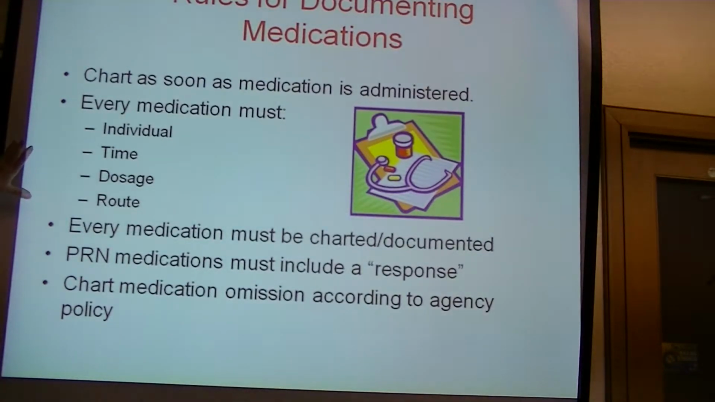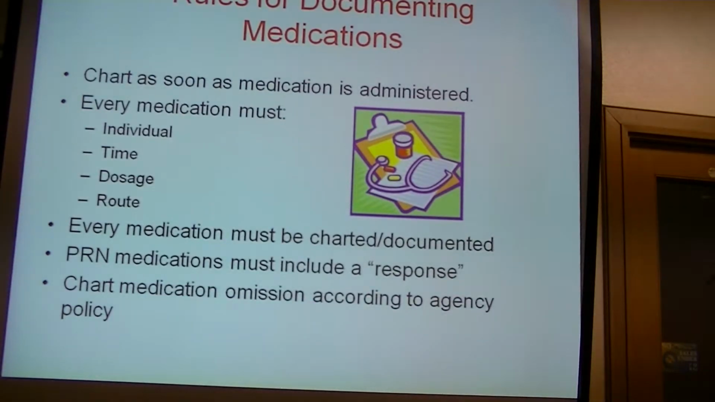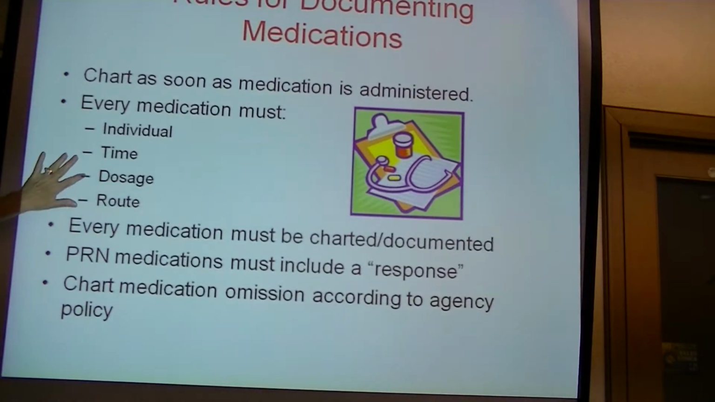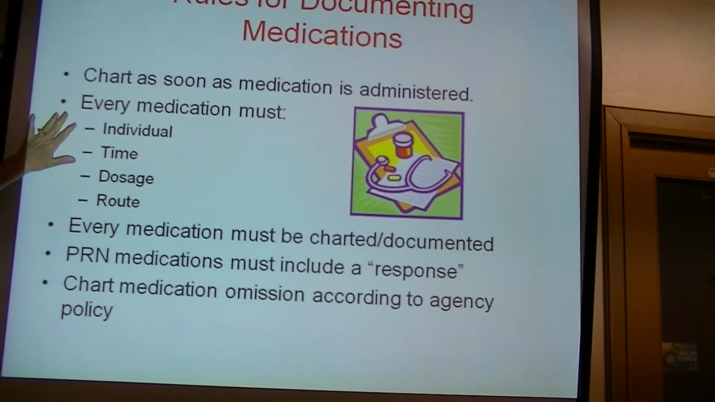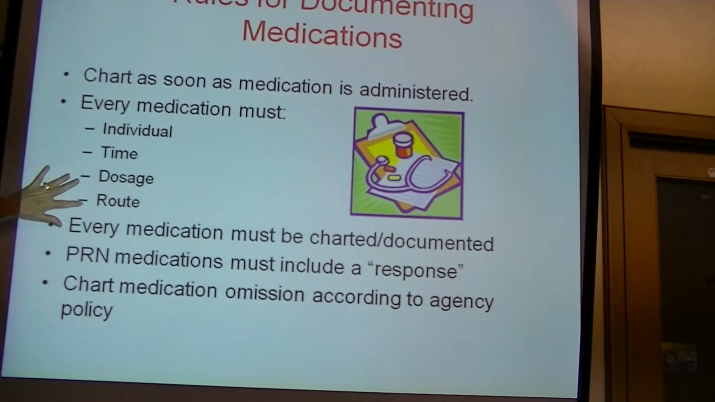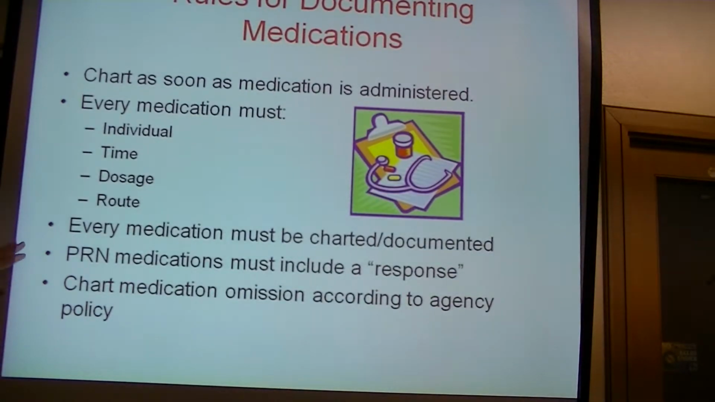Here are some more rules for documenting, and this is specifically for medications. And it is here on page 91. Chart as soon as the medication is administered. That's not any news to you, is it? This is your 1, 2, 3, 4, 5 of the 6 rights. The medication, the individual, the time, dosage, and route. Every medication must be charted or documented. It's on page 91, and probably moves over to 92.